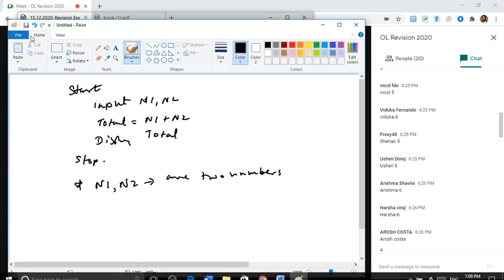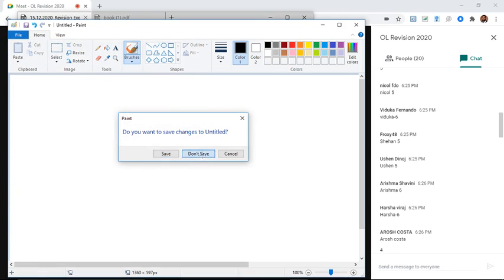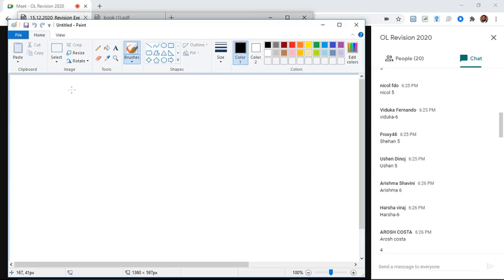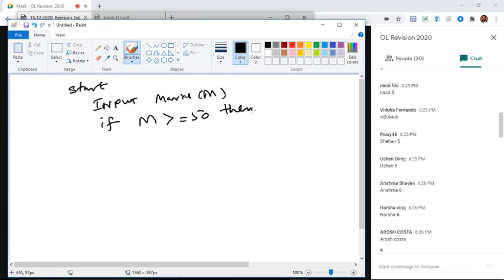Very good. Now, so what you will have to do? Now here, you have to start. Right. Then you have to input marks. If marks greater than or equal 50, then you can write capital. Result equal pass. Else result equal fail.